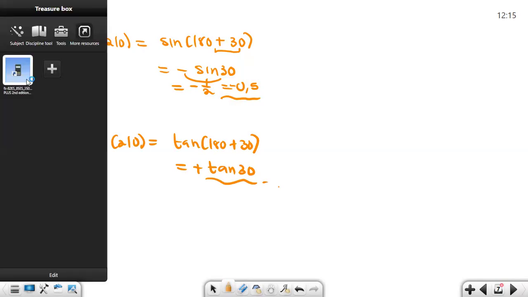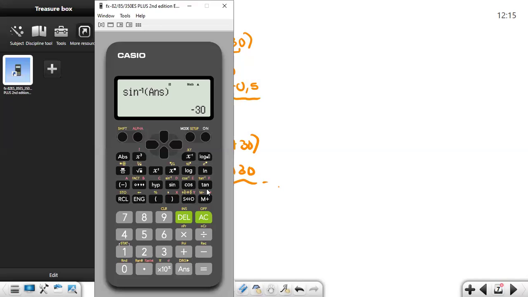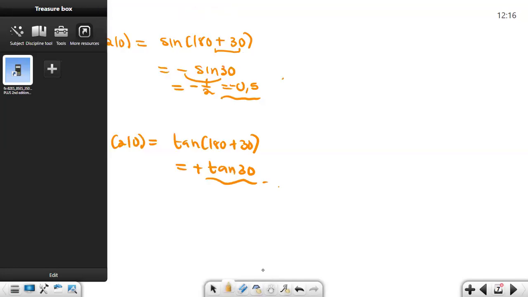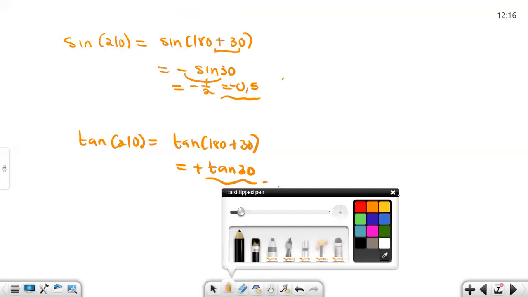Don't be like Morife. Don't run. Let's just check. Tan 210 equals to, shift tan second function. Oh, let's see. This is Bishop helping the nation. We are done. You just cheat this man.